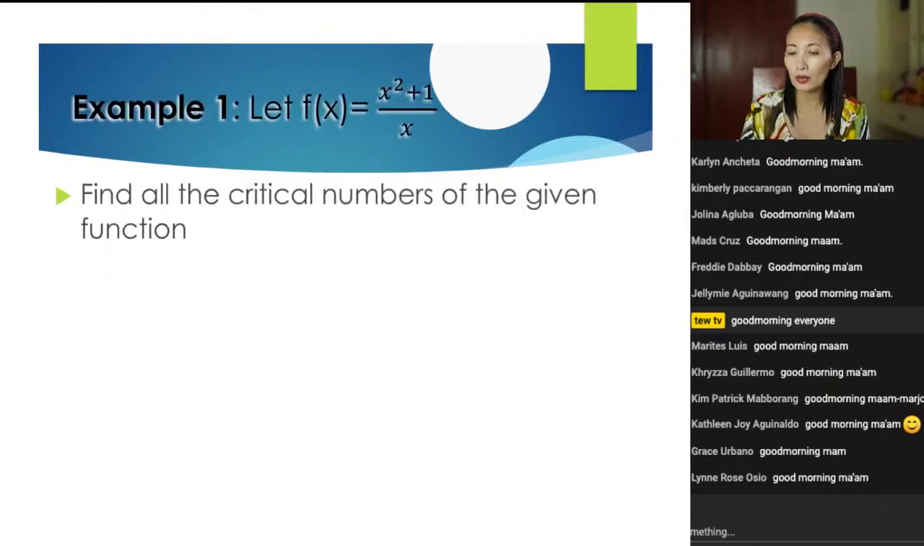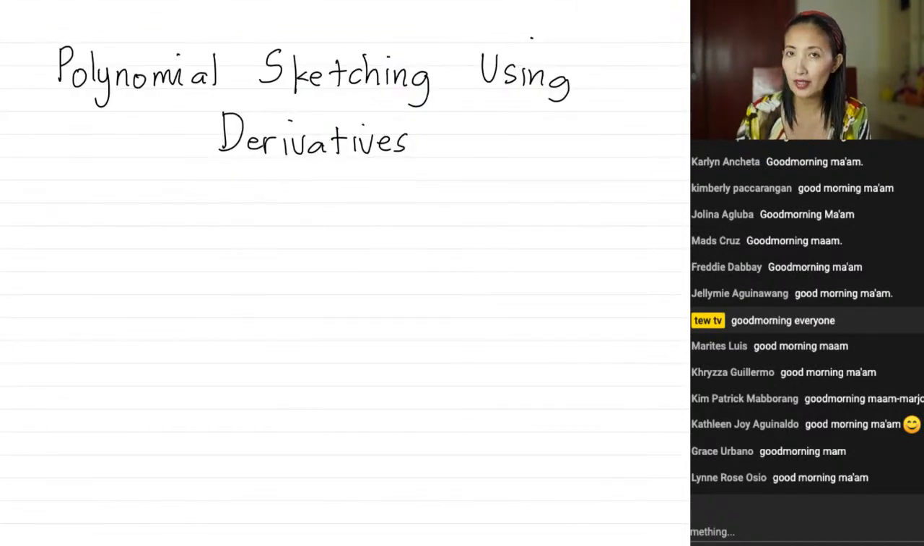Now, let's look at one example. Let the function be f of x. So, the first step to polynomial sketching using derivatives, the first thing that we have to know, is the critical number. How do we identify the critical numbers?